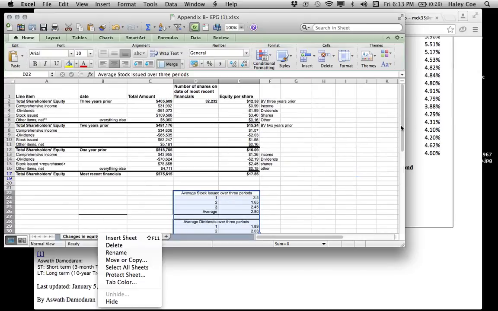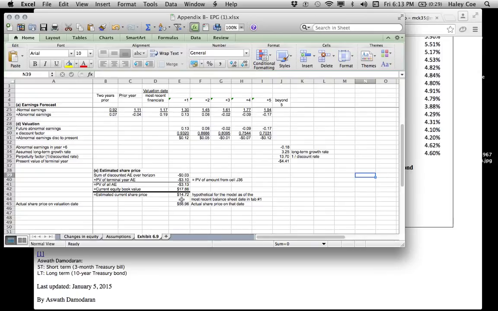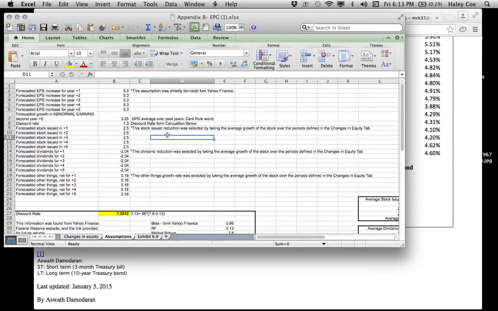Again, we did changes of equity, got all the information here, and then we came out to say that we had a value of the stock of 17.86. That translates right there. We did the assumptions, similar thing. 5.3 came from Yahoo Finance, 3.25 using the same GDP.